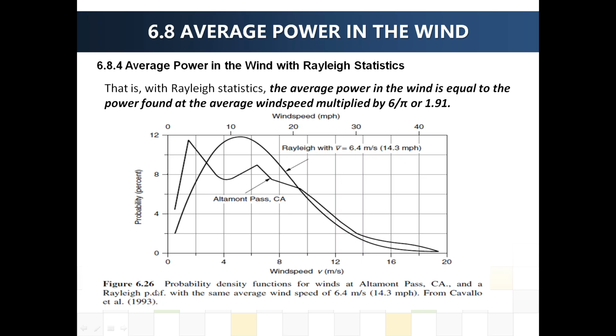Figure 6.26 shows the probability density function for wind at Altamont Pass in California, along with a Rayleigh PDF with the same average wind speed of 6.4 meters per second.